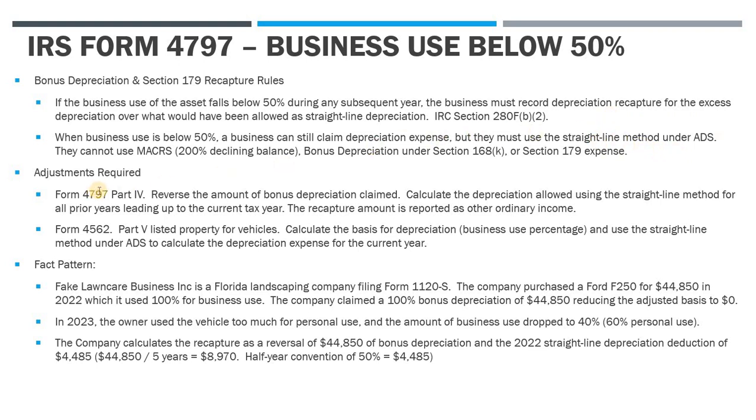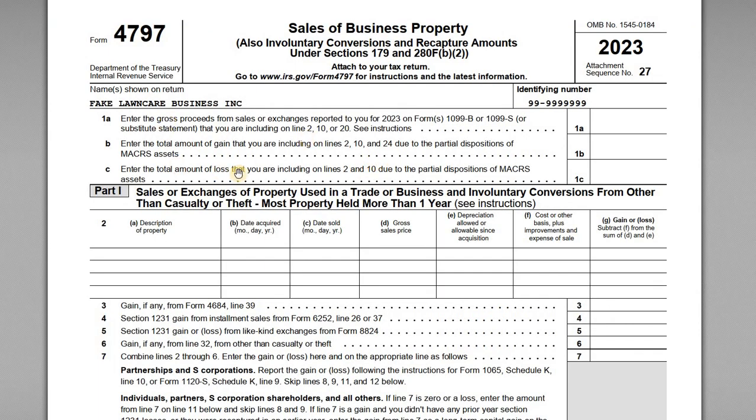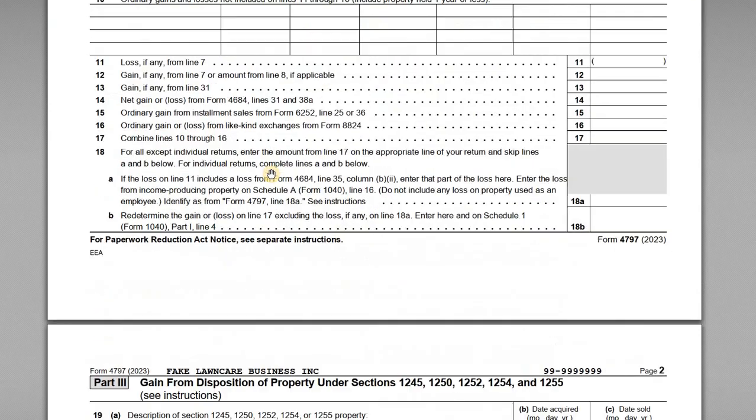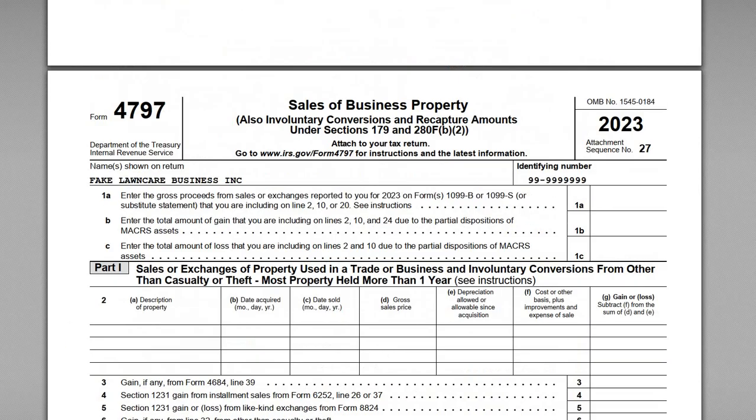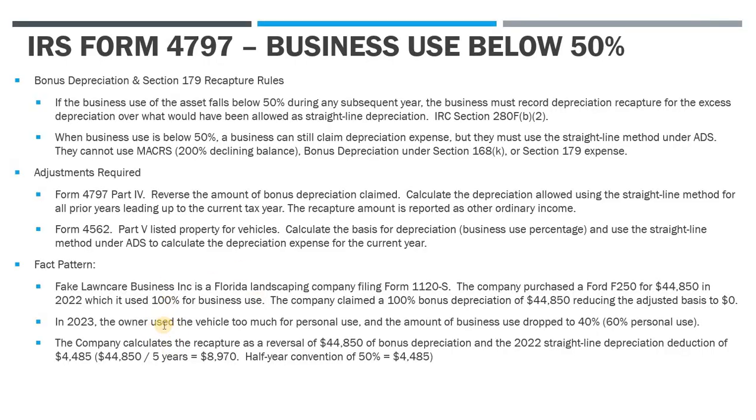All right, so now how do we make these adjustments and what's required? Well, the first thing that's done is in the 4797 with Part 4. So we have to reverse the amount of bonus depreciation claimed, and then we calculate the depreciation that would have been allowed using the straight line method, for all the years leading up to the current tax year. Now this recapture amount is going to be ordinary income. So this property, they had a Ford F-250 truck, and so if I go back to the fact pattern here, let me just touch on these at the bottom.